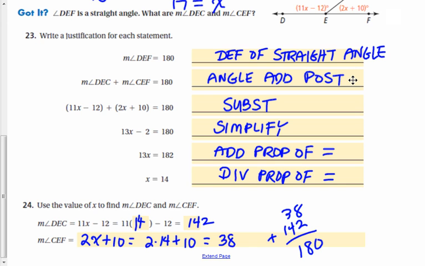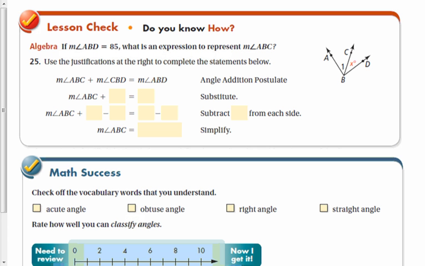All right, there you go. Just to make sure you understand what's going on here, go ahead and do the lesson check, and we'll compare notes on that tomorrow. And that's it.